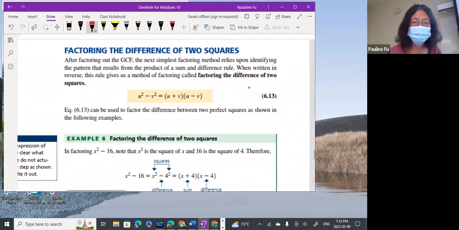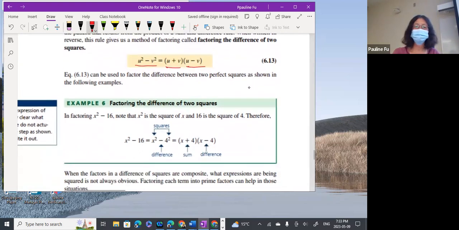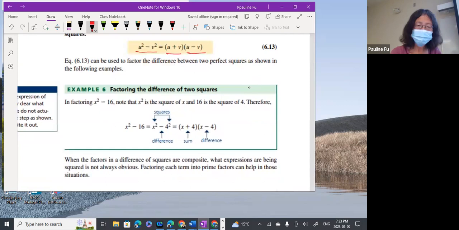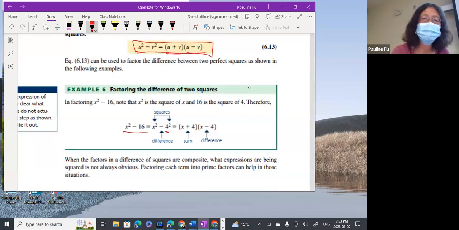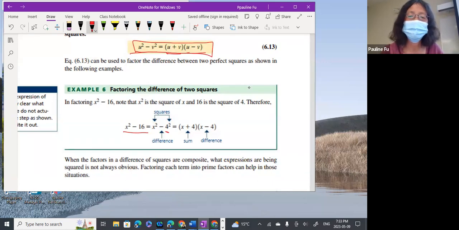Now, how do we factor u squared minus v squared? It is just u plus v times u minus v. Okay. Now let's look at this example: x squared minus 16. You rewrite 16 as 4 squared and then apply u squared minus v squared equals u plus v times u minus v.